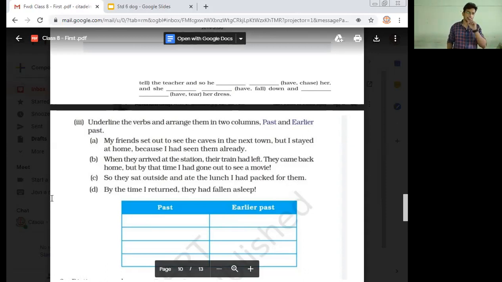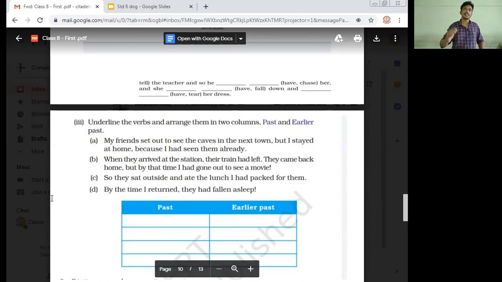Moving into the second sentence. When they arrived at the station, the train had left. Arrived is simple past tense, so it will appear under the title called past, right? The train had left. Had left is a past perfect tense, so had left will appear under earlier past. They came back home, but by that time I had gone out to see a movie. Came, simple past tense. Had gone, earlier past. In other words, past perfect.